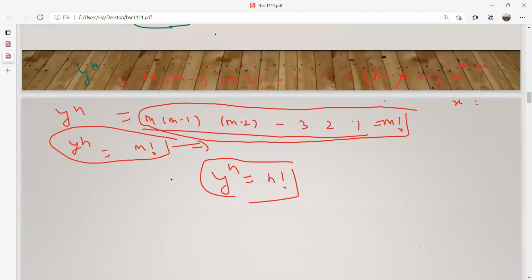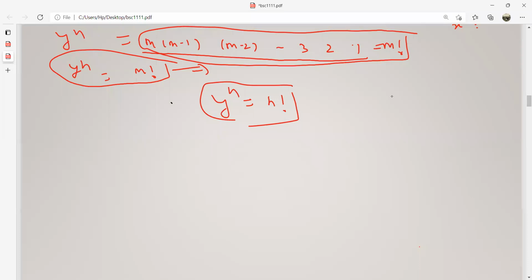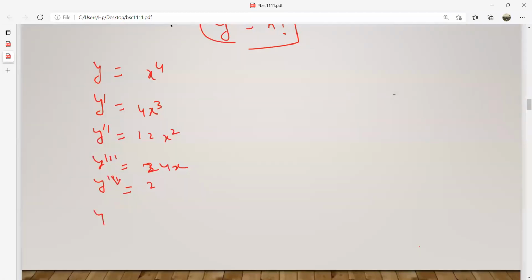I will take an example for this case. Suppose y equal to x to the power 4, simple. If we differentiate, the first time we get 4 x cube, again differentiate, we get 12 x square, again differentiate this function, we get 24 x, and again differentiate this function the fourth time, we get 24, and if we differentiate this function a fifth time, the value equals 0.